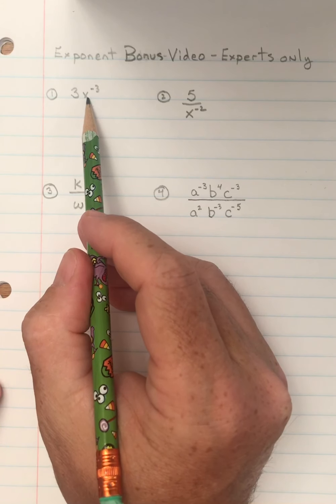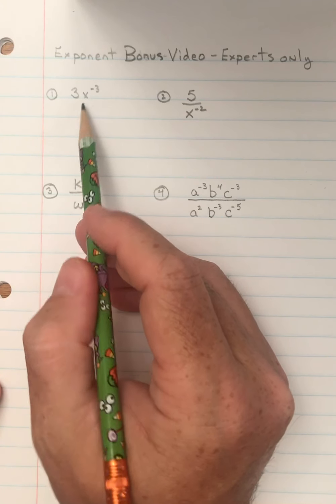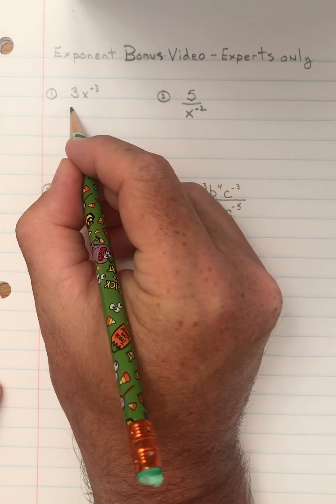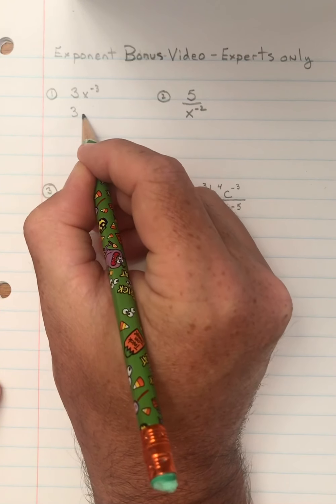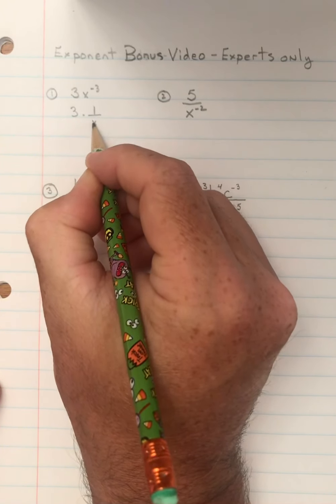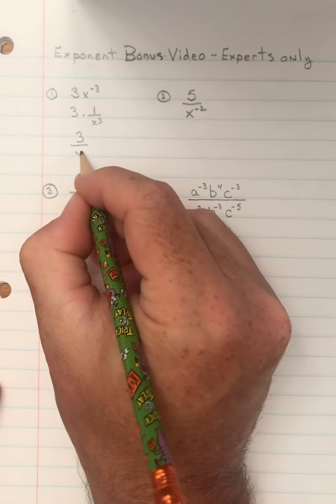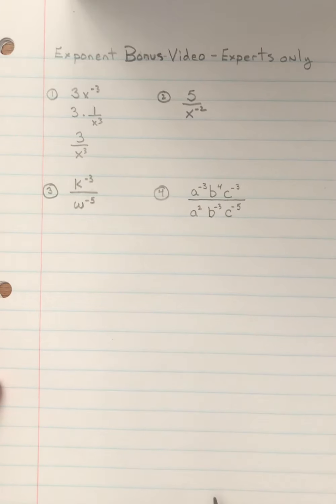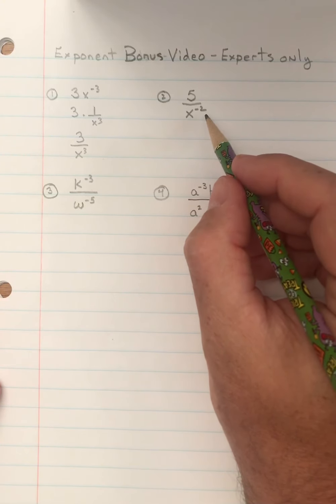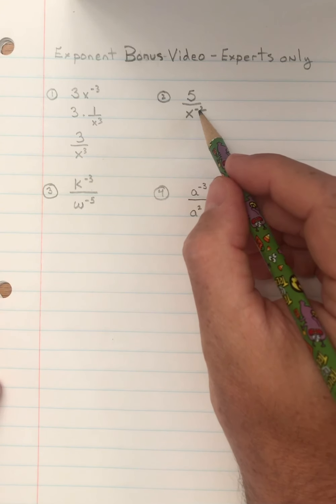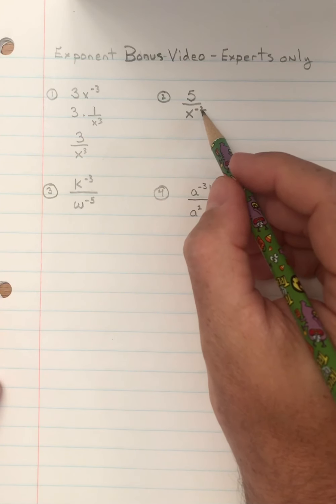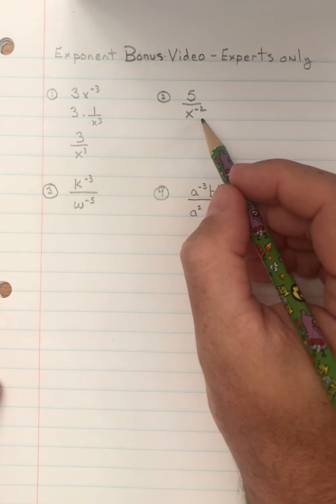Now this negative exponent, -3, we learned that this went 3 times 1 over x to the third, and that became 3 over x to the third. Okay? Now, question is, and I haven't given you any of these before, but what happens when you have a negative exponent in the denominator? You guys haven't seen one of these.